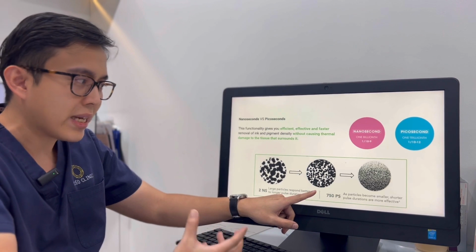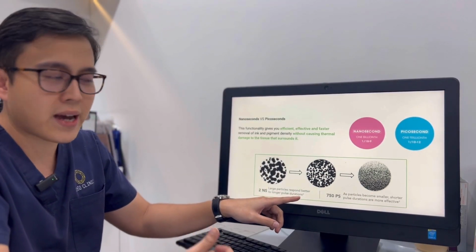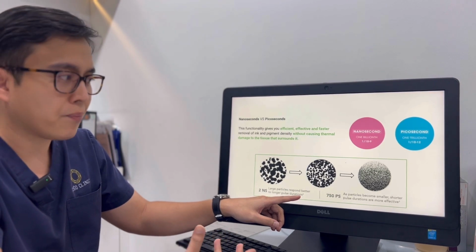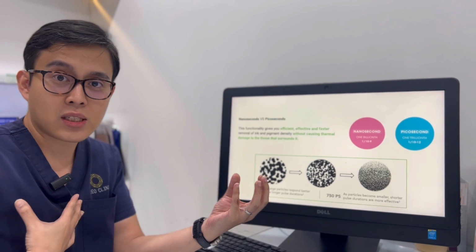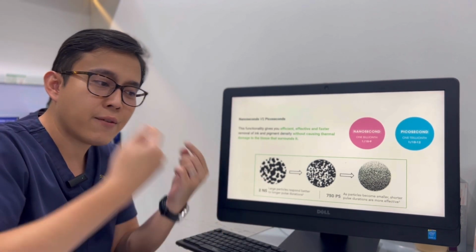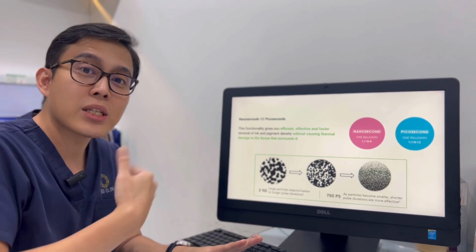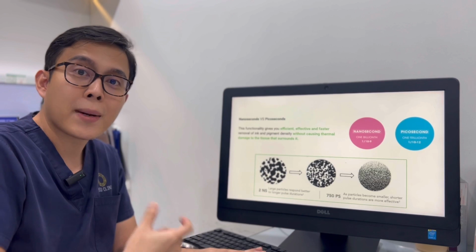Now with Pico, it can break it into even smaller particles because there is a stronger photoacoustic effect from the speed of the laser beam. What happens after the pigmentation is broken by the laser beam is that our immune system will come in and go through the process of phagocytosis, lymphatic drainage, and excretion. That's how the broken melanin from our skin that has been shot by laser is eliminated.